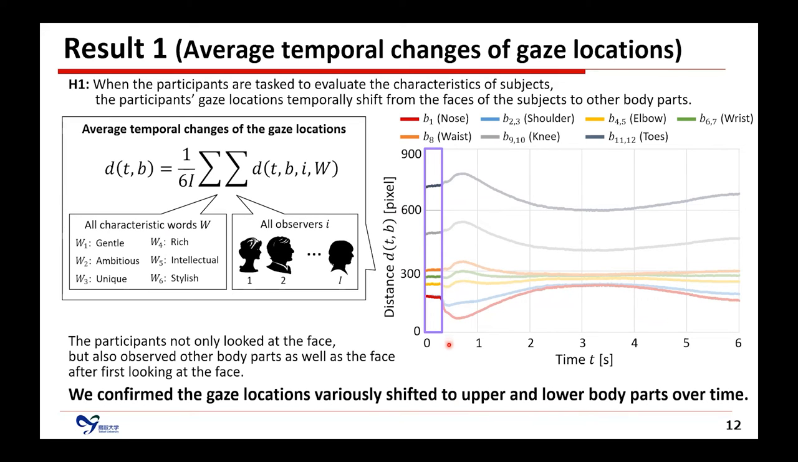Between 0 and 0.3 seconds, the average distance was almost unchanged. After 0.3 seconds, the average distance from the nose continually became smaller, reaching a minimal distance at 0.6 seconds. We consider the participant started to observe the subject's face.